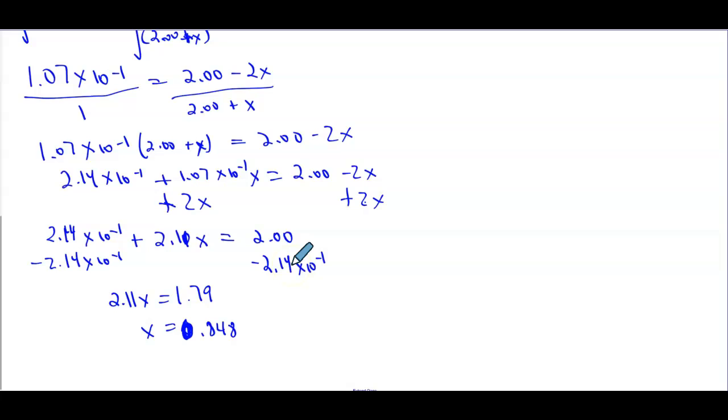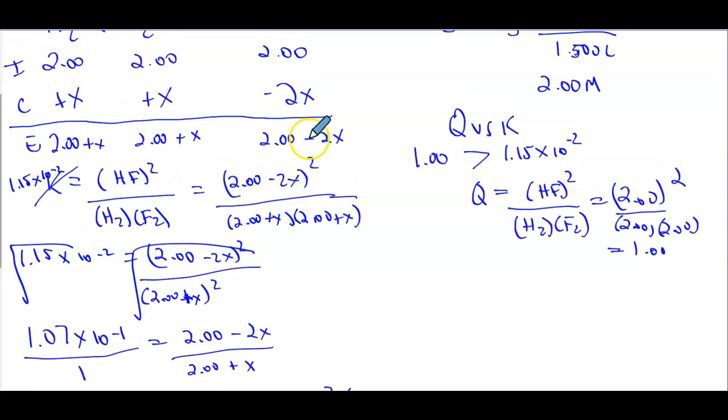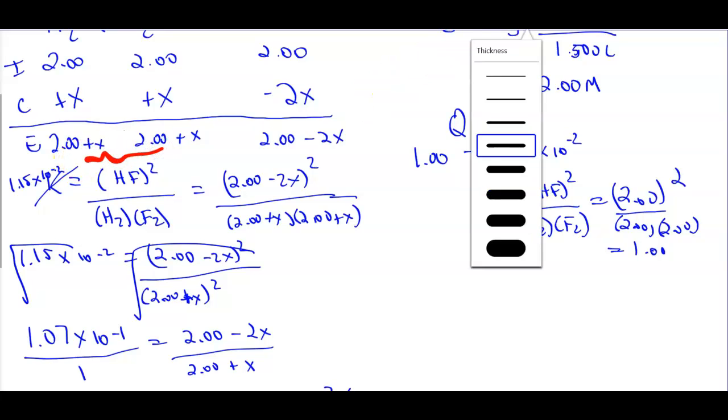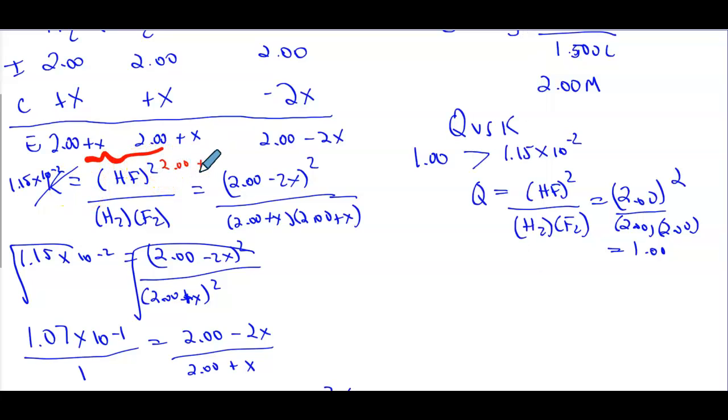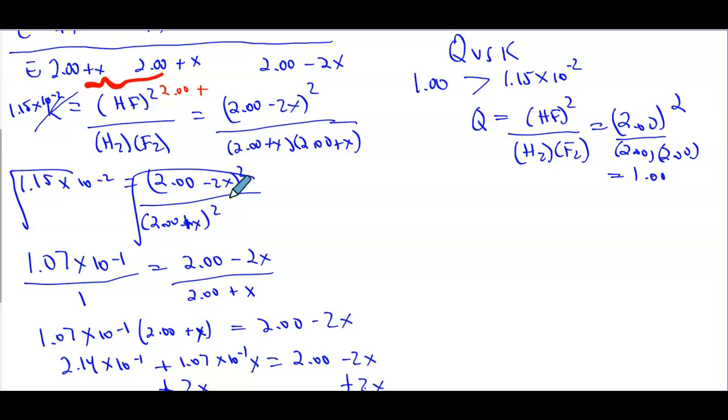Okay, so that's x, but we're not done. We just solved for x. We want to know the concentration. So now we've got to plug x back in up here. And I'm going to switch colors for that, just so it's easier to see. So for both of these two, let me make my pen a little thinner so you can actually understand my writing. It's going to be 2.00 plus, I already forgot what our x was, 0.848. Okay, and this is going to be 2.00 minus 2 times 0.848.